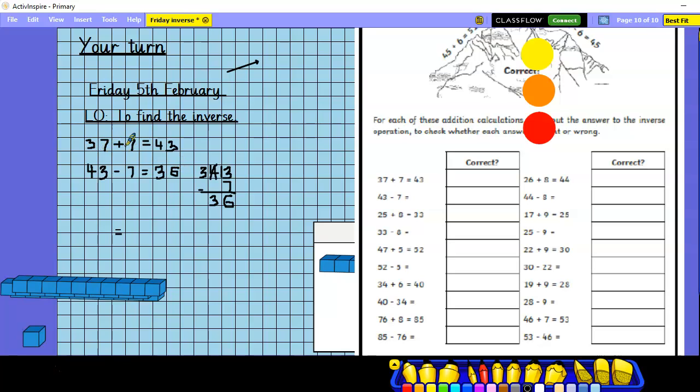So 37 add 7 can't be equal to 43 because 43 take away 7 is equal to 36, which means that 36 add 7 is equal to 43, and that's one more. So that's a cross for you.